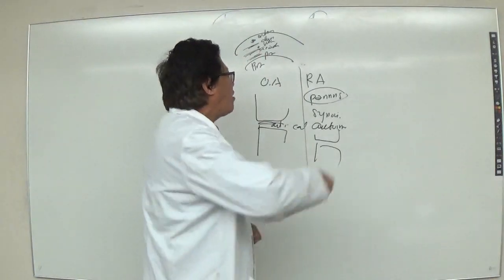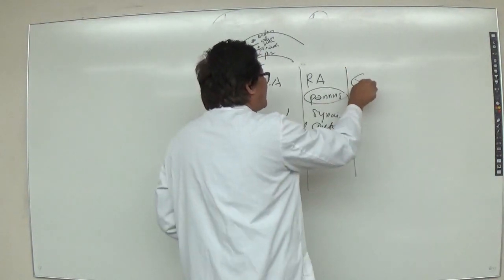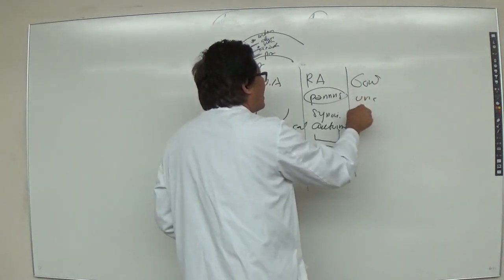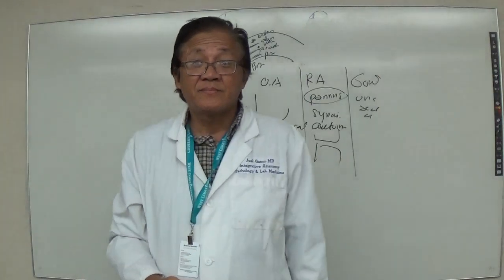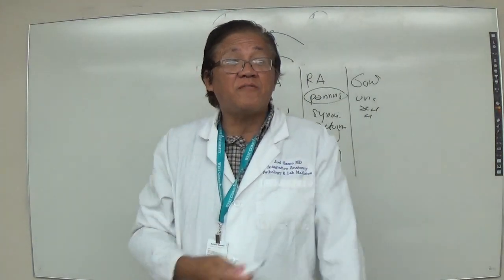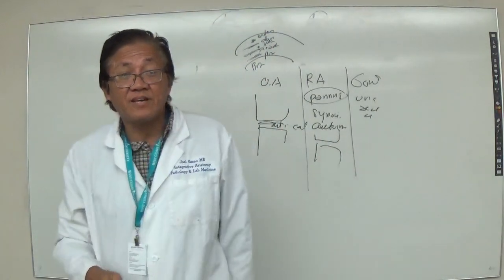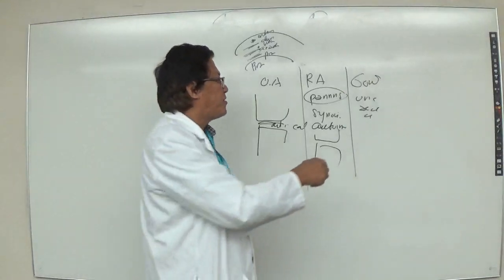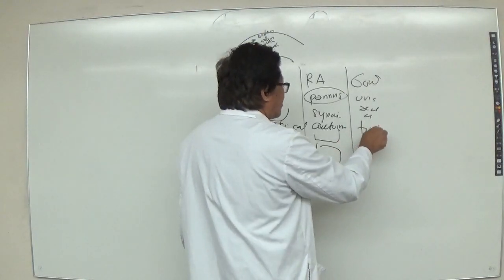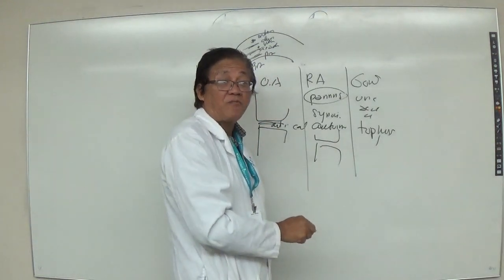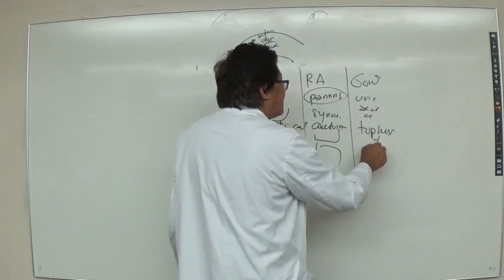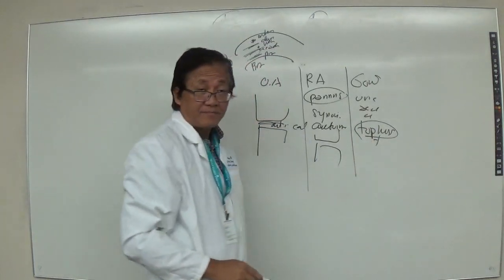Now, what about gouty arthritis? Gout. What's the problem? Uric acid crystals depositing within the joint. Can it also deposit on soft tissues like the skin? Okay, or in the big toe. It's called what? Tophus, right? What's tophus? Or tophi is what? Uric acid crystal deposition in soft connective tissues, right? Okay. So tophus or tophi, okay.